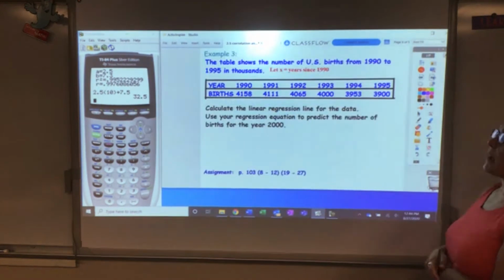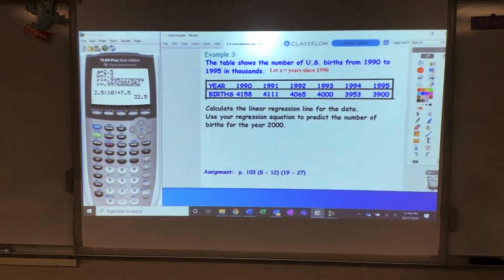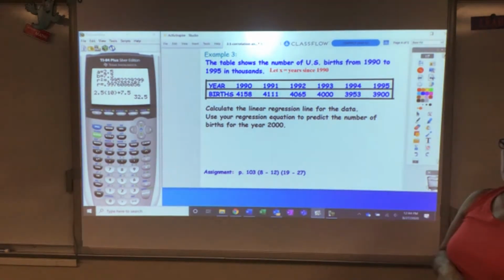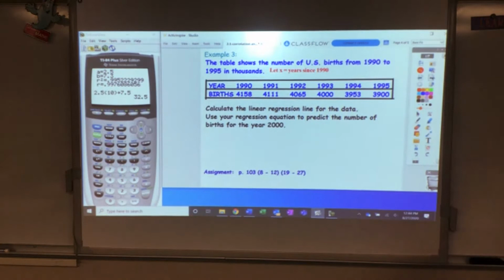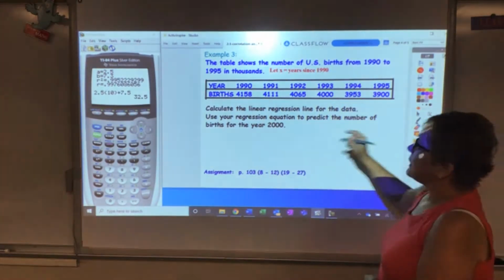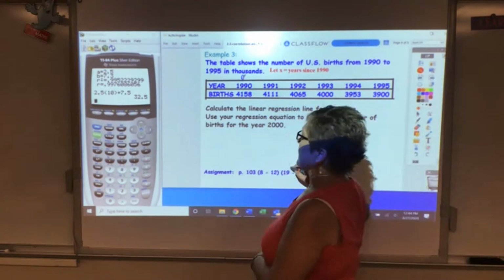All right, one more problem to try to see what we remember on our calculator. The table shows the number of U.S. births from 1990 to 1995 in thousands. Let x equal the years since 1990. We don't want to enter 1990, 1991, 1992 because the calculator looks at all numbers as numbers. So this would read it as 1,990 years. So if we say years since 1990, 1990 is 0 years since 1990.